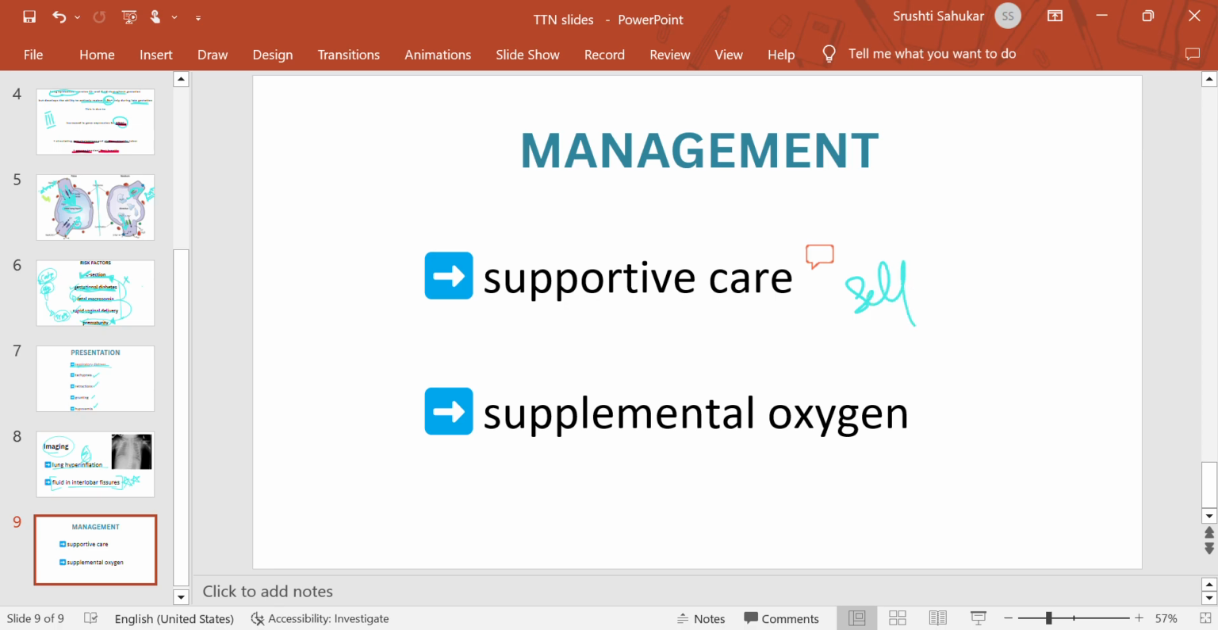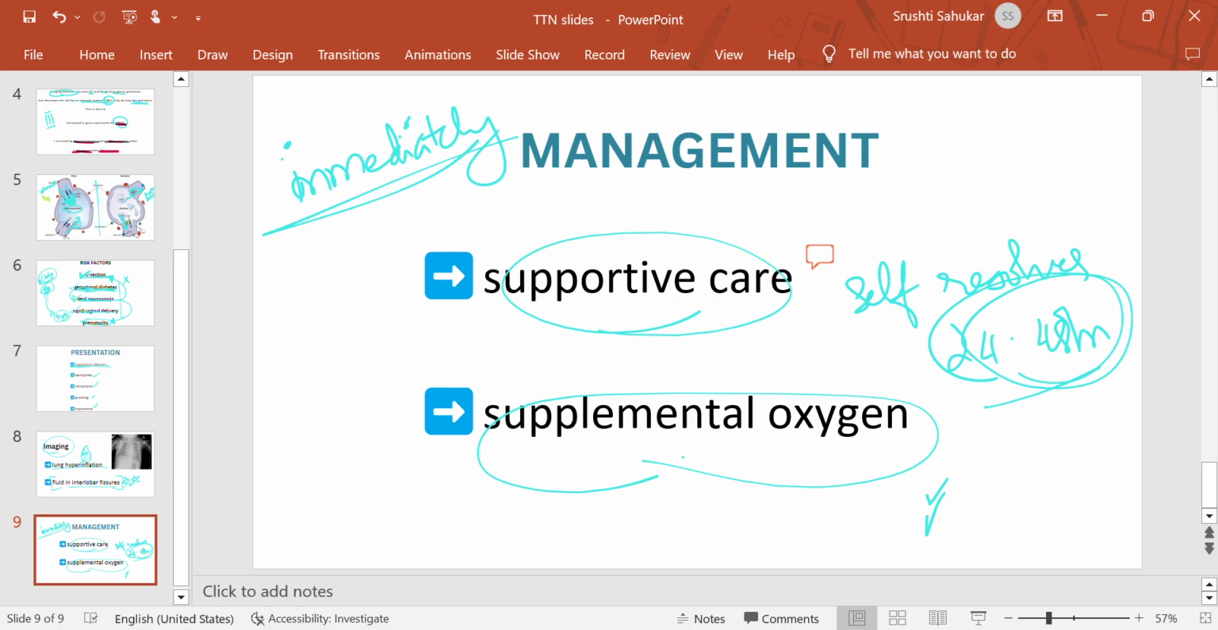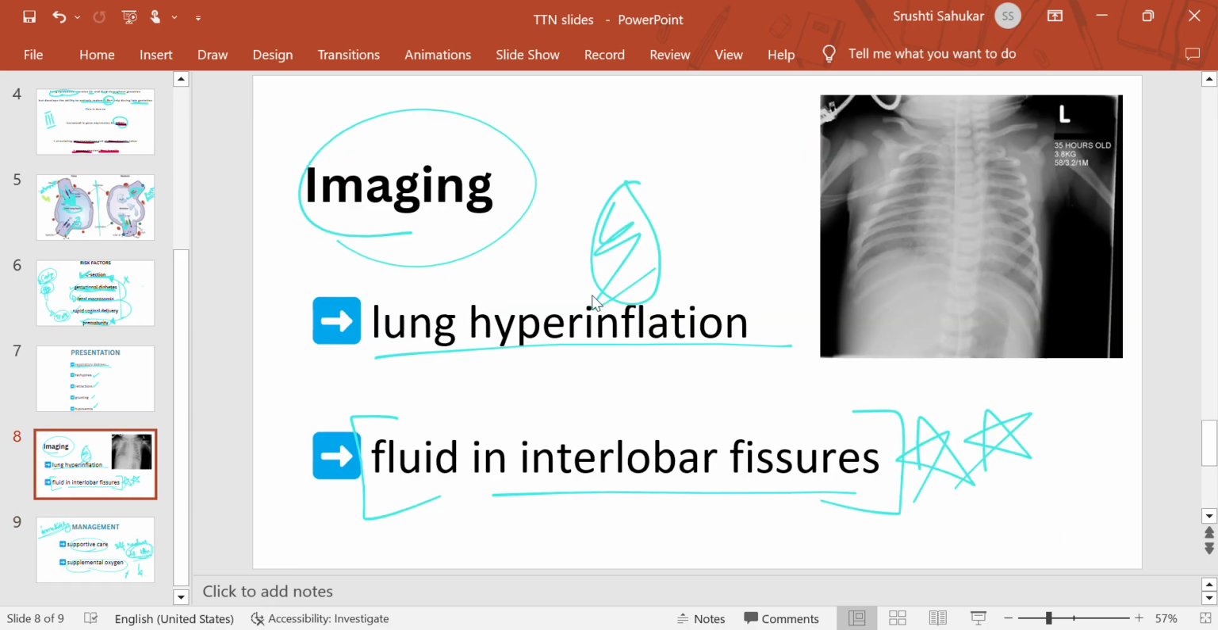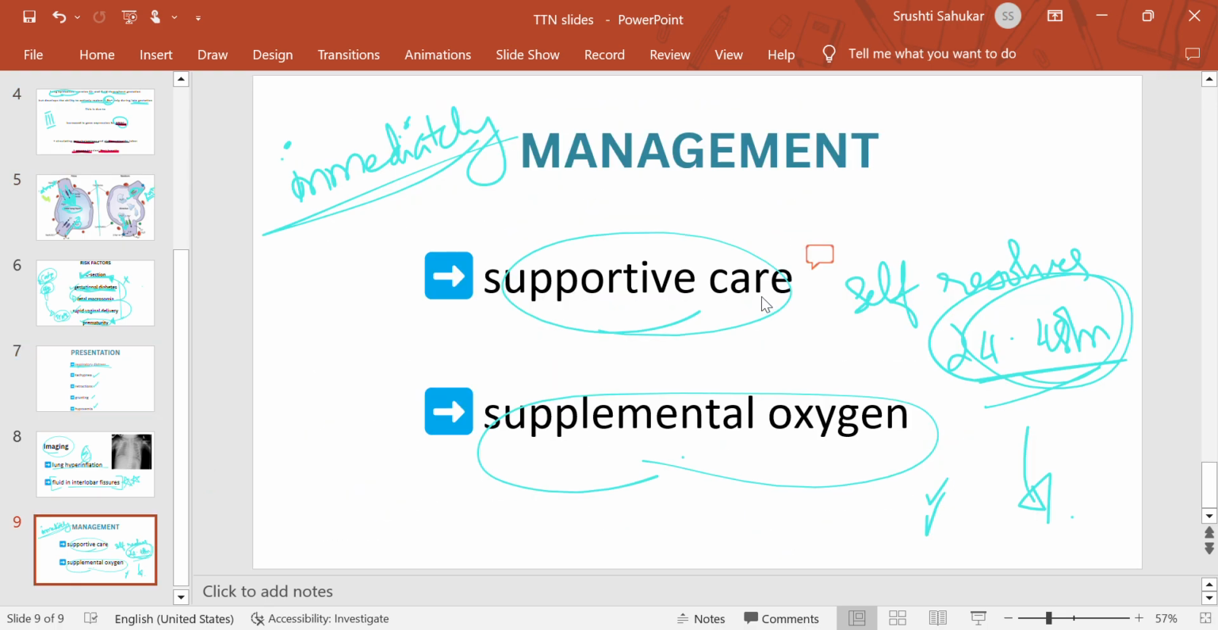The important thing to know is that this self-resolves in 24 to 48 hours, right? So you just have to give supportive care and supplemental oxygen and keep monitoring the vitals, and the baby will recover in 24 to 48 hours. It presents almost immediately after birth because, I mean, that's just common sense. And then within 48 hours, it does resolve, right? So that's about TTN. This is pretty much all you need to know for the boards.